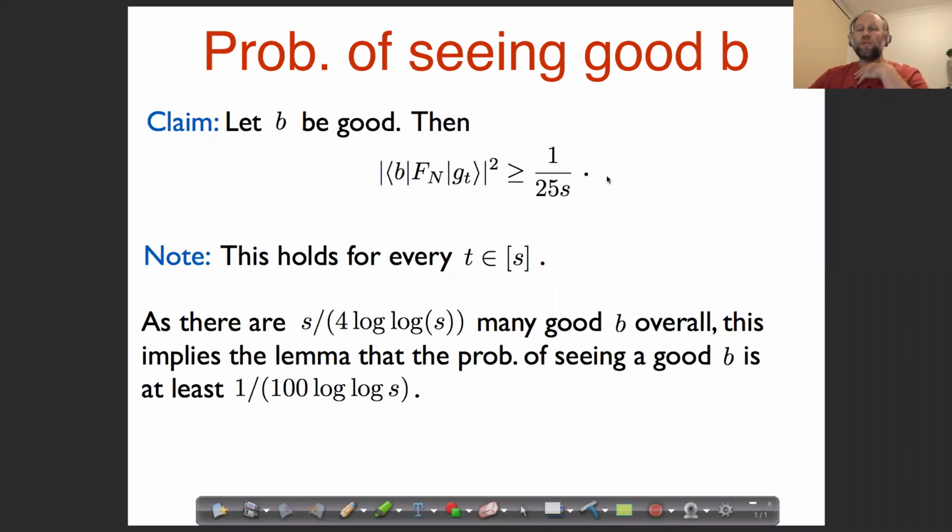Okay, so now it suffices just to show this claim. So we fix a good B. What is the probability that we see that good B when we measure the Fourier transform of GT?